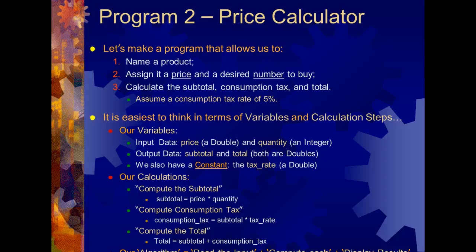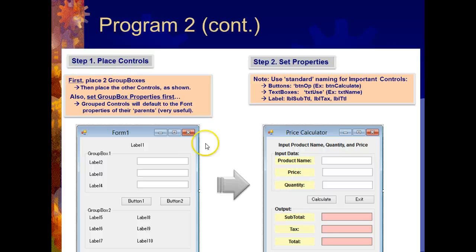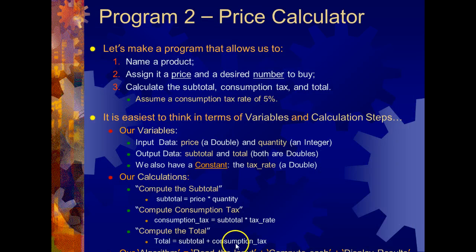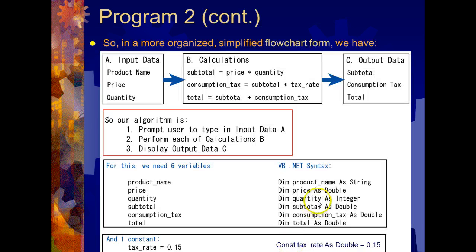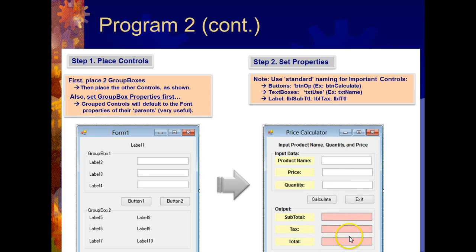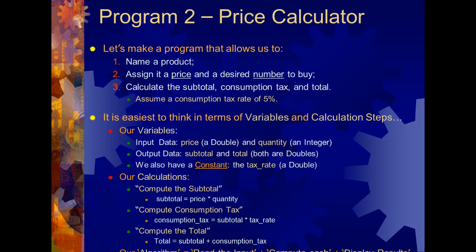So let me say that again. I apologize that you can't see this. Our algorithm is read the input, so that's going to be read this stuff, and then compute each, so compute these, or compute them, and then output them. Display the results. Okay?